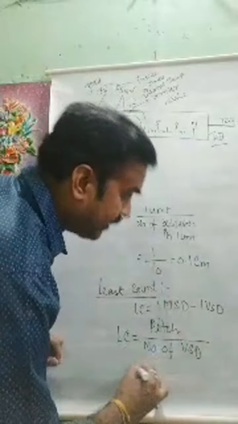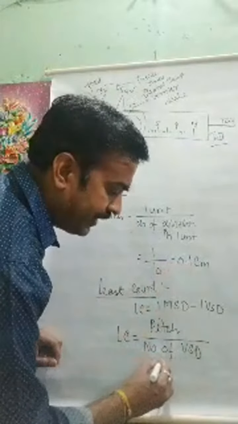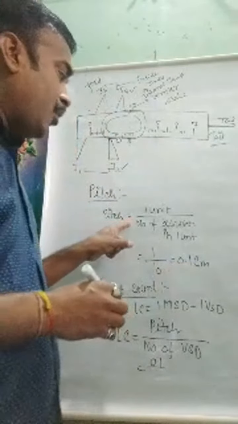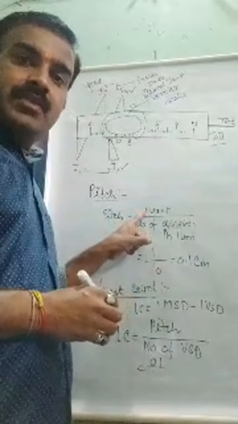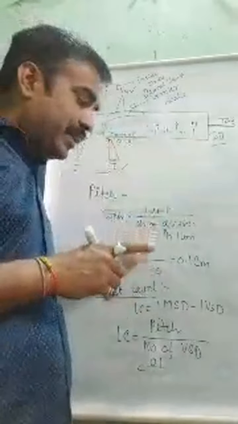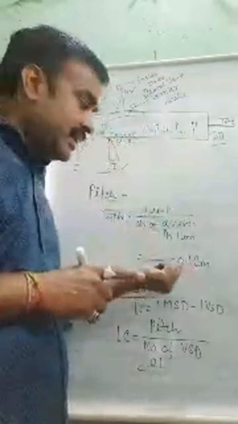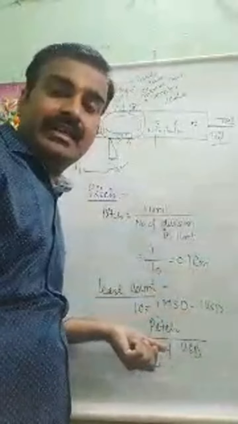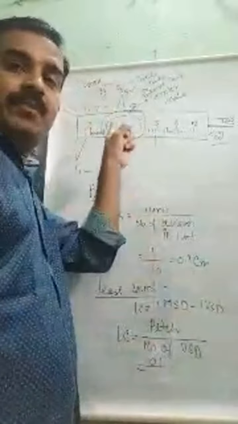So the pitch is 1 unit, 1 centimeter, and 1 centimeter consists of 10 divisions. So 1 upon 10, after dividing it, what will we get? 0.1 centimeter. So least count equals pitch upon number of Vernier scale divisions.